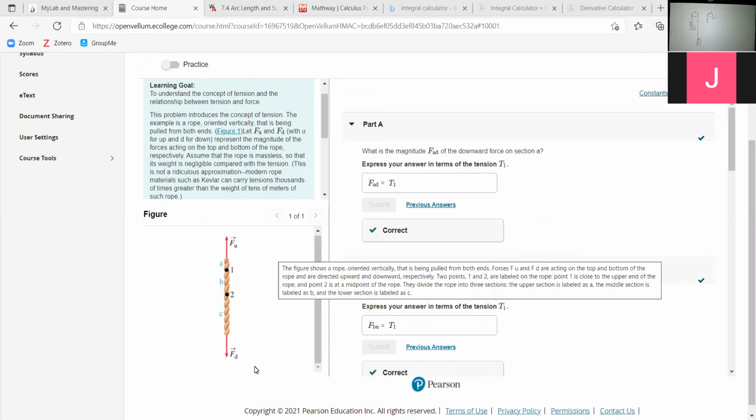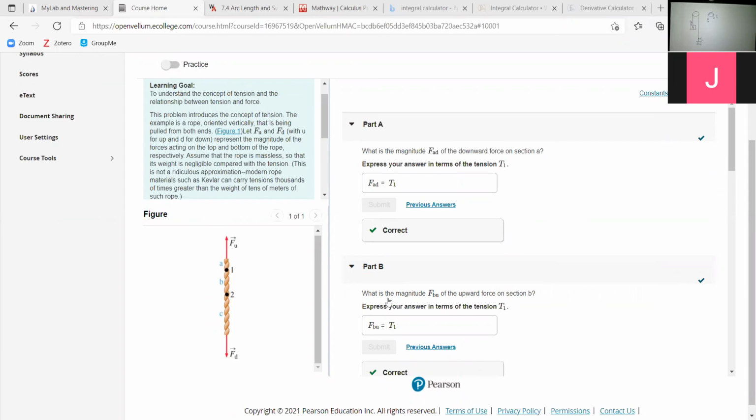So the thing I'm confused about is just how this part works. I did get this right, but it was a lot of work to figure those out, and I'm still confused. Yeah, this one was kind of a neat problem. It said, what is the magnitude of FAD, the downward force on section A? The downward force on section A is basically due to sections B and C. Let me see in terms of tension. Let me read the opening question too.